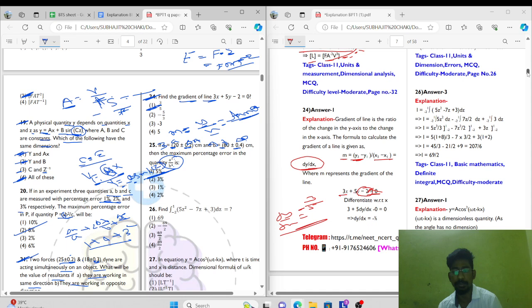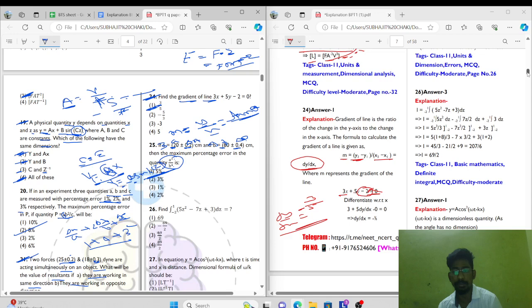Okay, the next one is from integration, the calculus. This is definite integration, because the upper limit and lower limit are given, 1 and minus 2. So the integrand is 5z square minus 7z plus 3. First of all, understand this: integration of x to the power n becomes x to the power n plus 1 divided by n plus 1. So it will become 5z cube by 3, minus 7z square by 2, plus 3z.